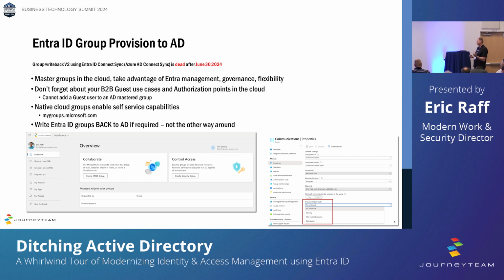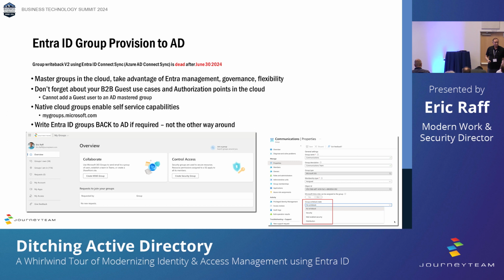Write Intra ID groups back to AD if required, not the other way around. Okay? And you can govern this a group at a time. That's what's cool. Okay? So I can go say for this group in the cloud, I want it to flow down to on-prem, but not this one. And that's an attribute set on each group in the cloud.